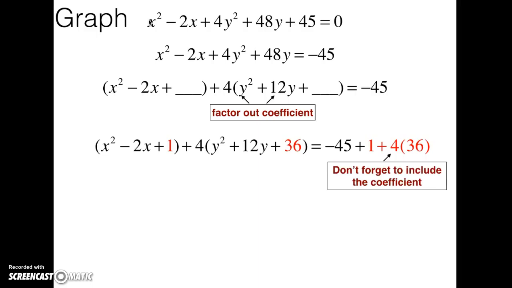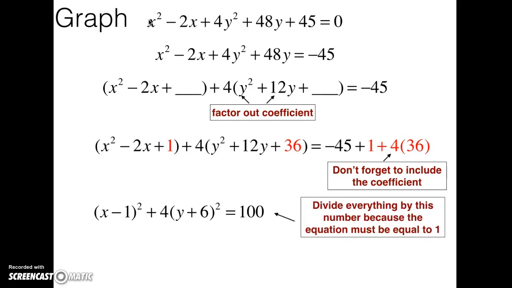And remember that whatever you added to one side needs to be added to the other side of the equal sign. So we add 1 and then add 4 times 36. We can't forget to include that coefficient since the 4 is on the outside of the parentheses. We need to add 4 times 36 to the other side. So then we get x minus 1 squared plus 4 parentheses y plus 6 squared equals 100.